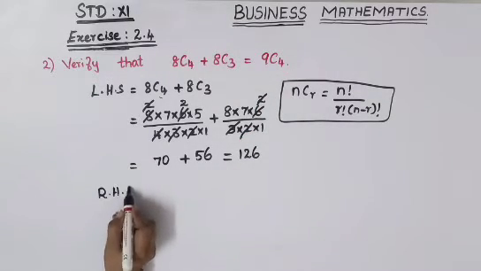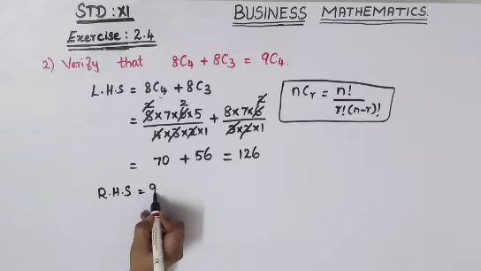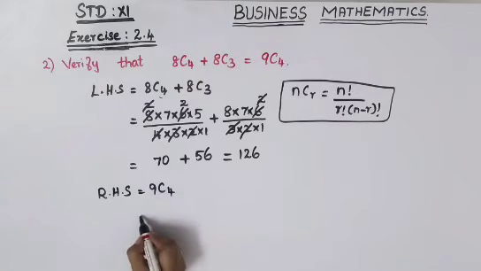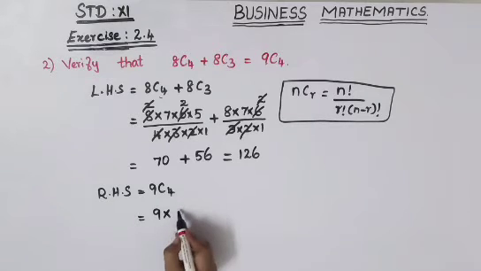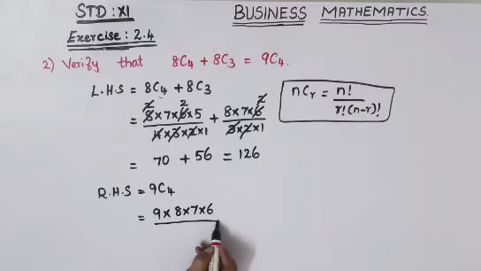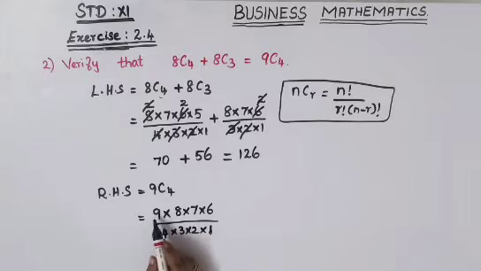RHS is equal to 9C4. You will have to find it. Same method you can use it. So start from your 9. Write your consecutive terms. 4 consecutive terms down. Okay, so 9, 8, 7, 6. So 4 consecutive terms are over. Divided by, start from 4 now. So 4 into 3 into 2 into 1. Denominator part you will have to go till 1. Numerator only, see this number and go up to that number.